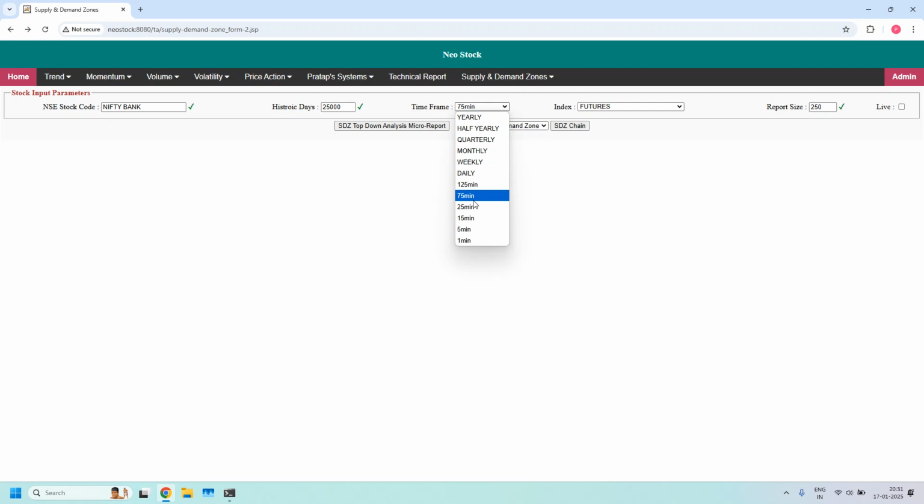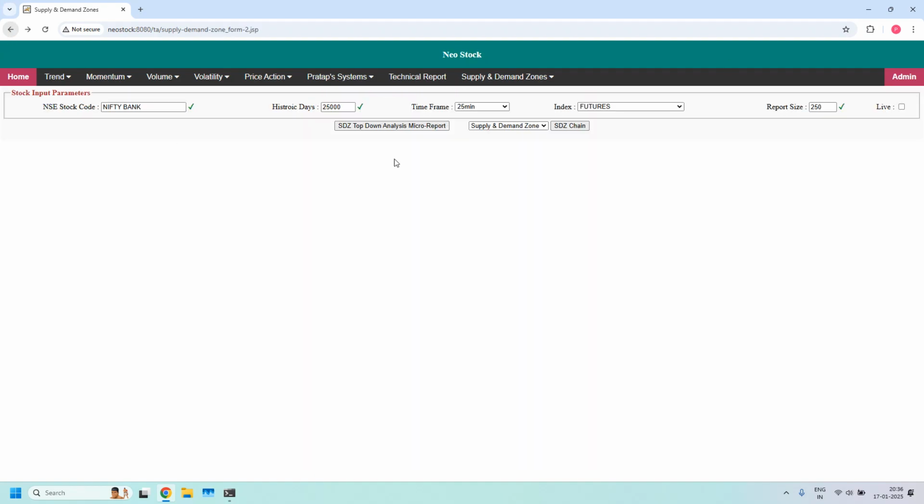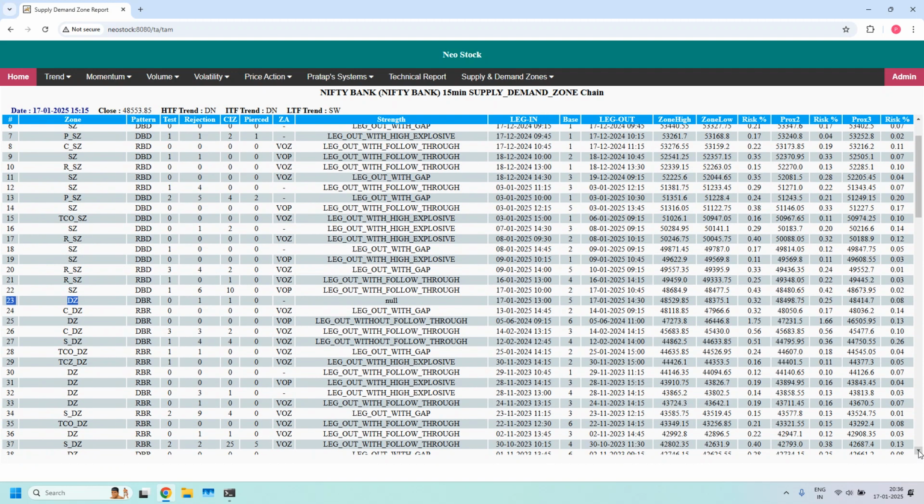Next, 25 minutes supply demand zone chain for Bank Nifty. Next, 15 minutes supply demand zone chain for Bank Nifty. And here you have the demand zone. Let me scroll the list down so that you get more demand zones.